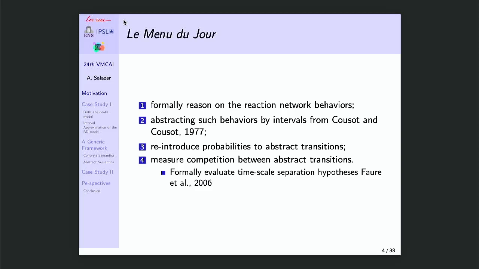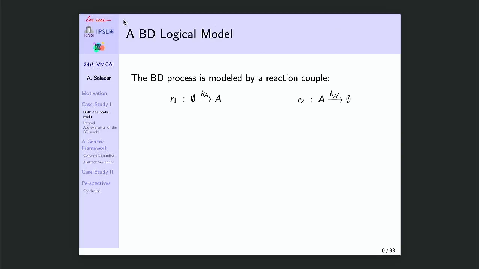Okay? And so we begin with our first case study, which is the birth and death model. It's a one-dimensional system. It's modeled by 2 reactions. In the first reaction, you have a production of a molecule A. In the second, you have a degradation of a molecule A. This occurs at 2 different speeds. I will refer to these speeds as propensities.